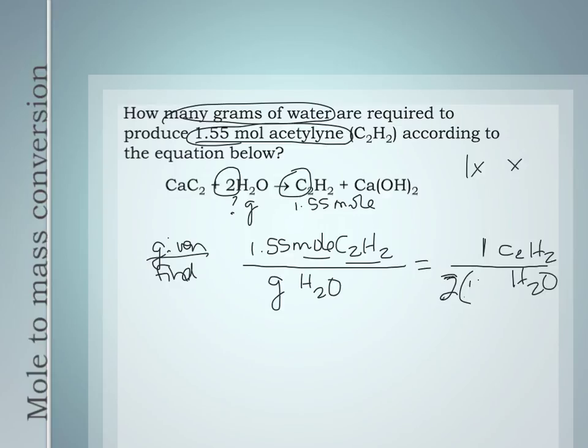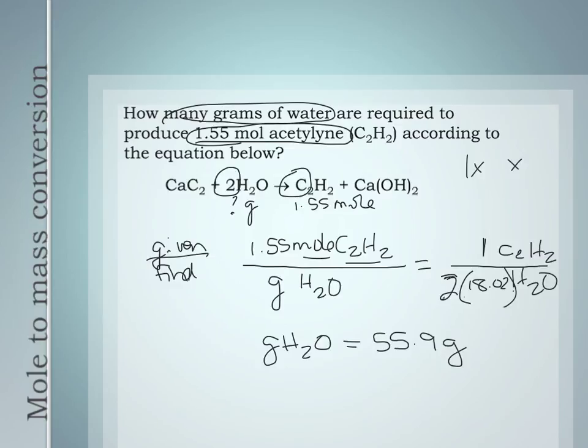Okay, so I hope you found that it's 18.02 grams per mole. So now we're going to do the math. Pause it, see if your math matches my math. So I get that my grams of water equals 55.9 grams. I actually got 55.86, but I rounded that up to 55.9.